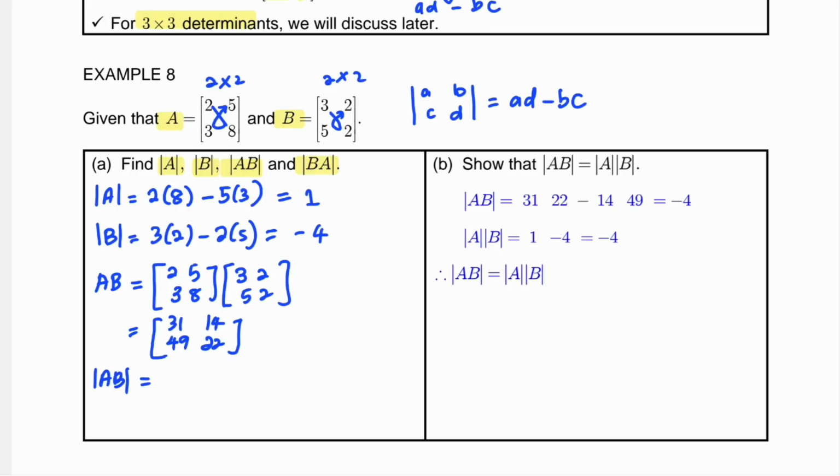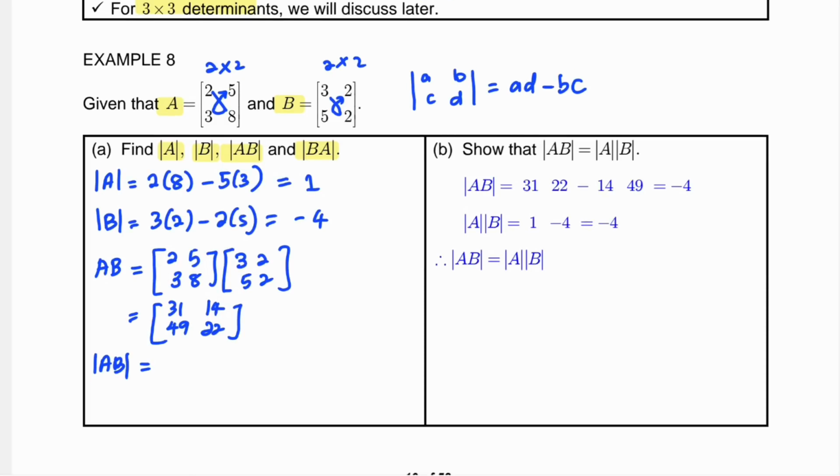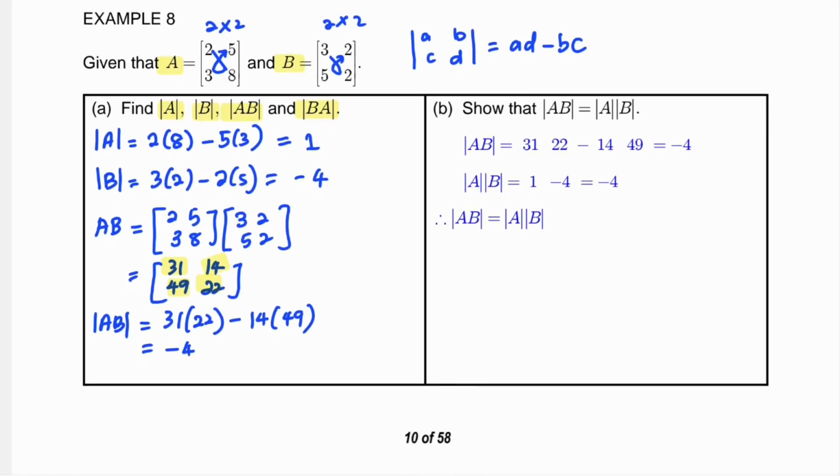Since this is a 2 by 2 matrix, you just use the same process as what we have done for matrix A and matrix B. If we follow the formula of ad minus bc, we get 31 multiplied with 22 minus 14 multiplied with 49. That will give you -4 as a final answer.